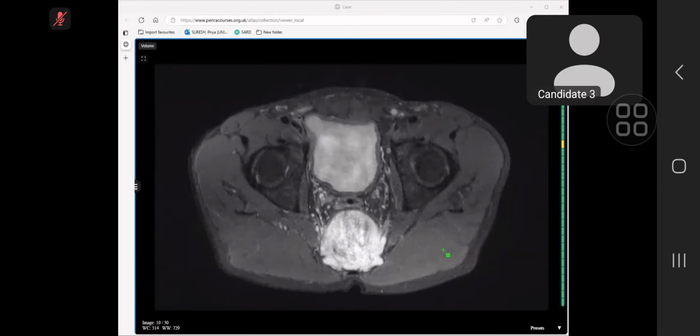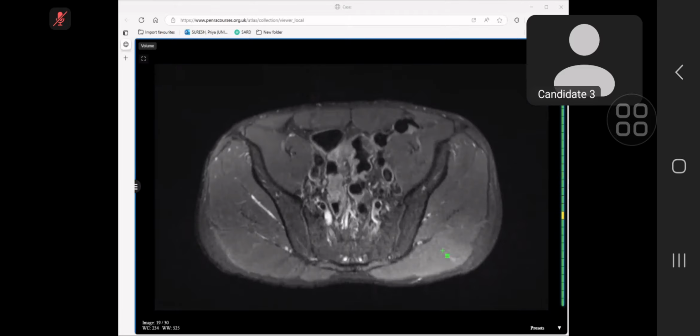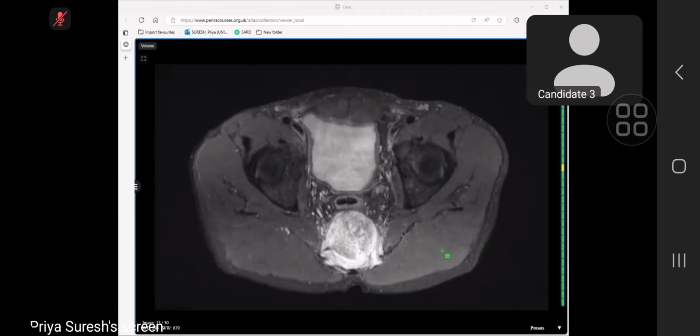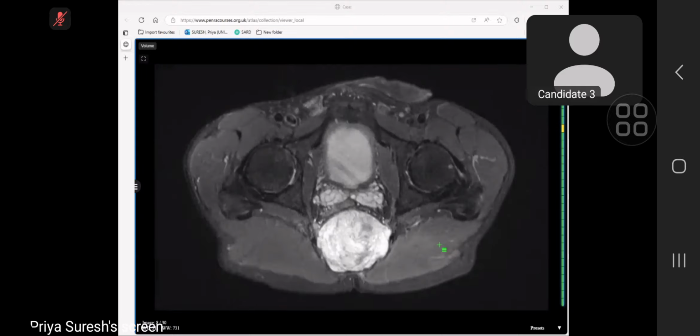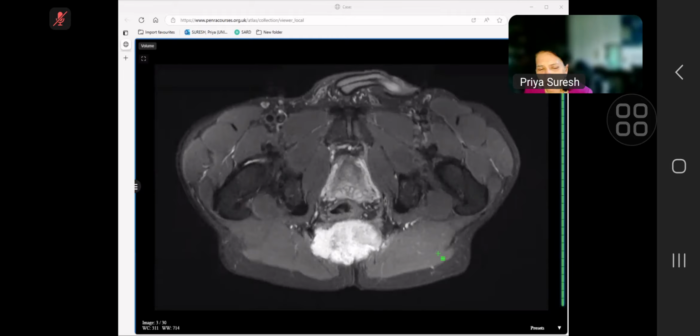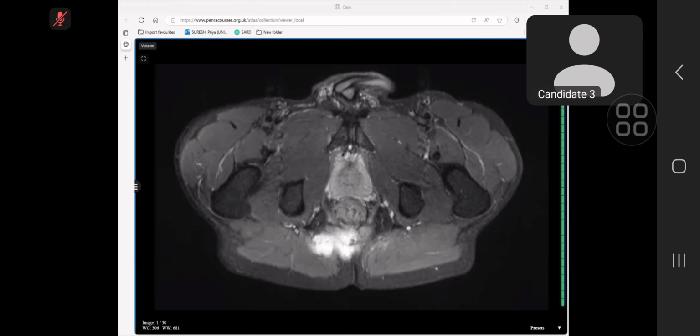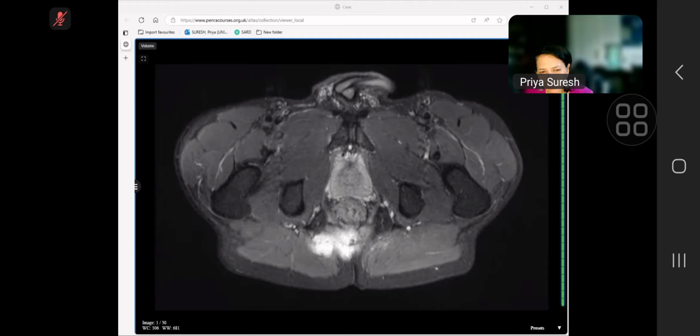Seminal vesicles and evaluable bladder appear normal. I cannot appreciate any further signals in the rest of the evaluable bone. So this is in keeping with a sacral chordoma. Okay, and I would also like to ask about the post-contrast enhancement of the patient, and if the images are available, I will comment on that to further confirm.